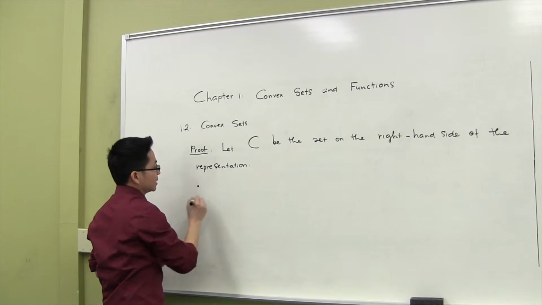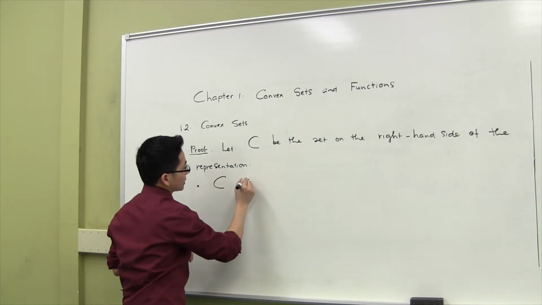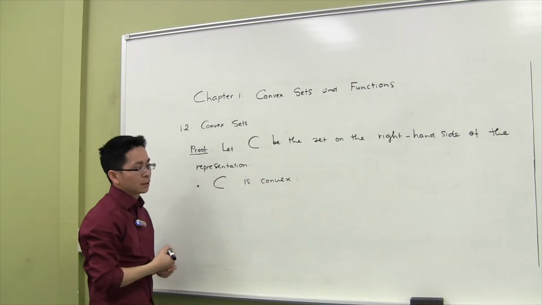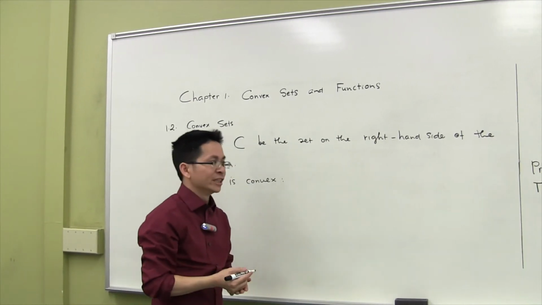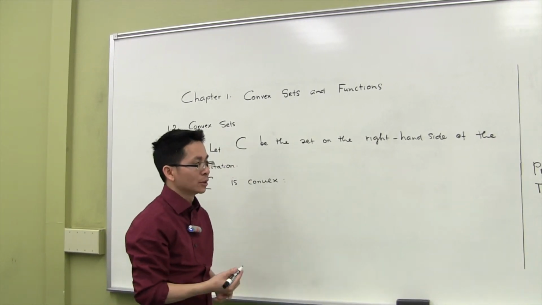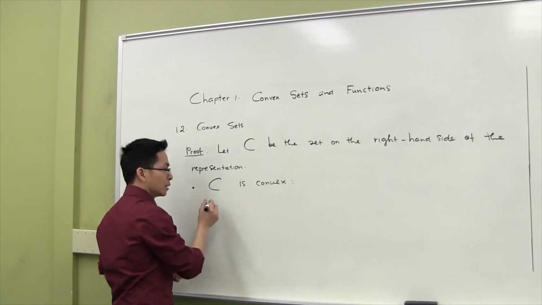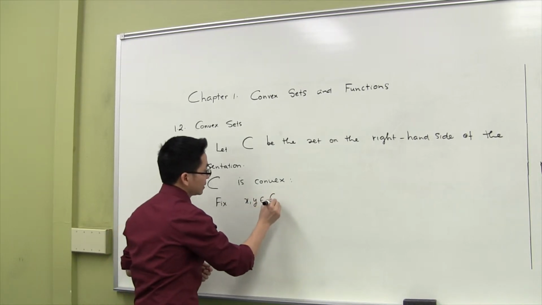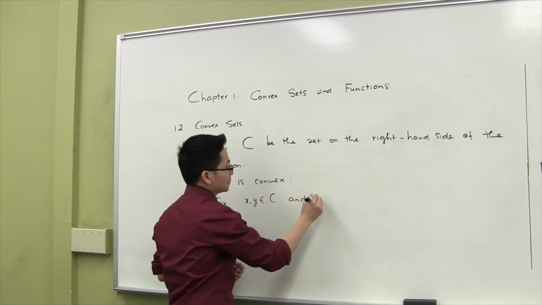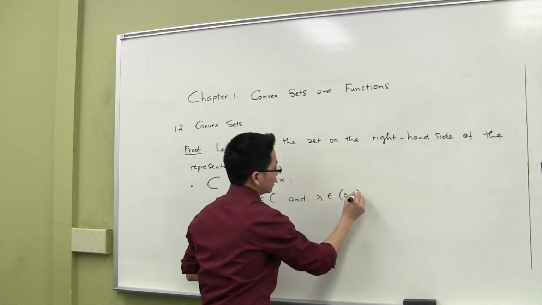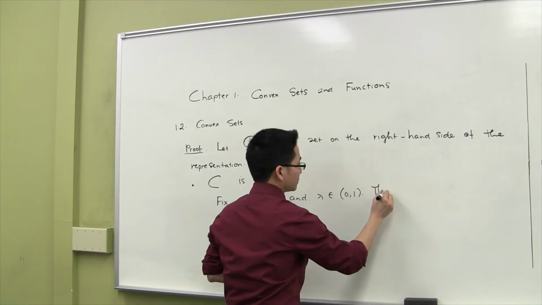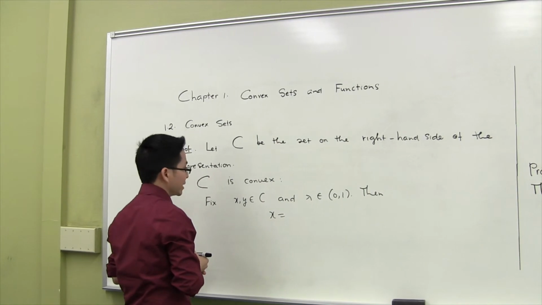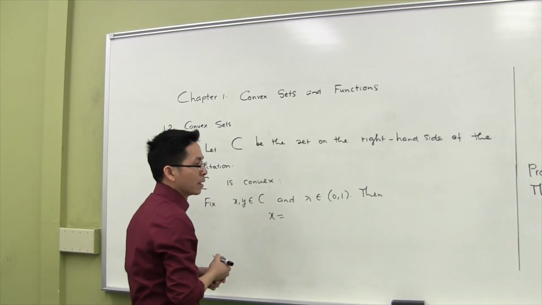The first observation is that C is convex. How come C is convex? We will use the definition of convexity in order to show that C is convex. Okay, so we fix x and y in C, and also lambda in the interval [0, 1]. Then by the definition of C, x is a convex combination of elements of omega.